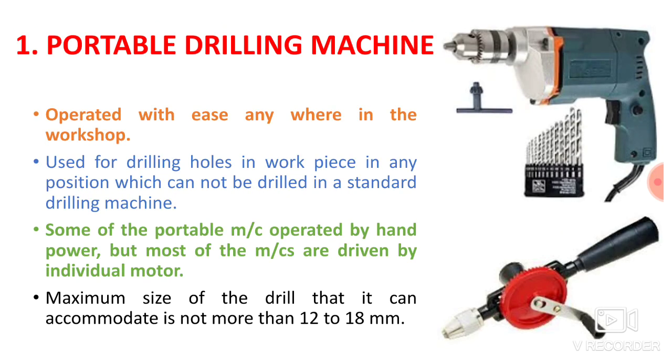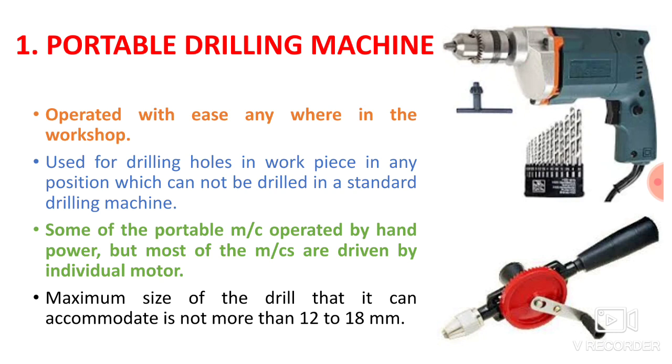So the very first type is the portable drilling machine. It is operated with ease anywhere in the workshop. So you can easily operate this machine. You can see the image of a portable drilling machine. It is used for drilling holes in the workpiece in any position which cannot be drilled in a standard drilling machine. So you can use this machine at any angle and you can drill the hole at any position with the help of the portable drilling machine.